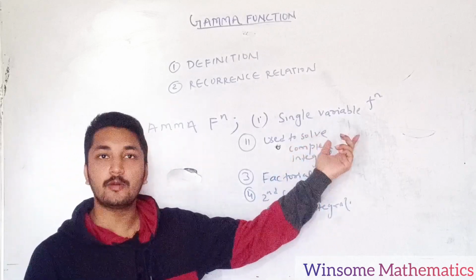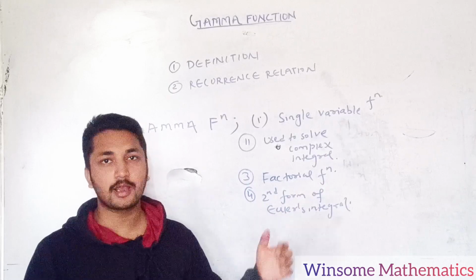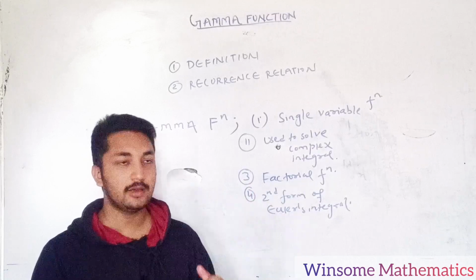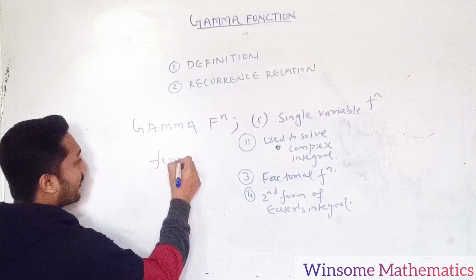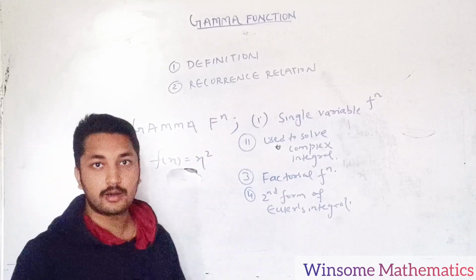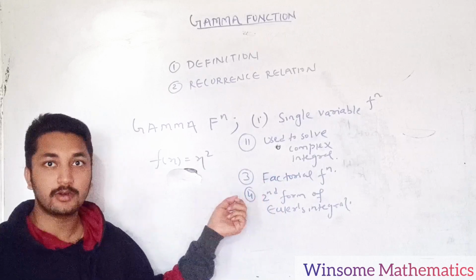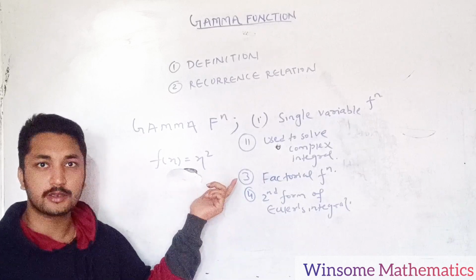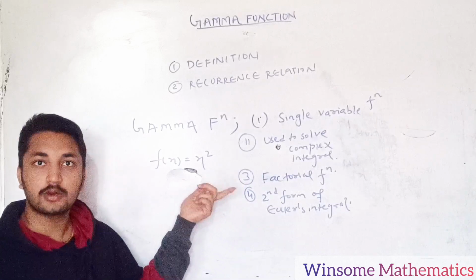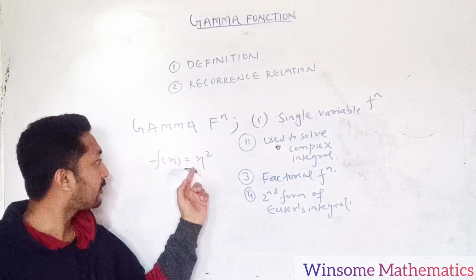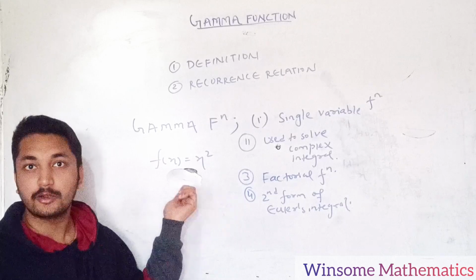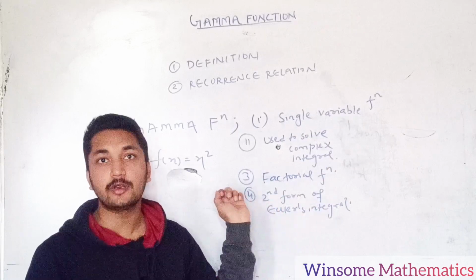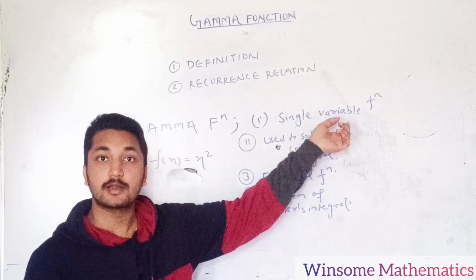First, it is a single variable function. What do you understand by it? Single variable means it is dependent on only one variable. Like in f(x) = x squared, if we change the value of x, then the value of f(x) will change. Like we put x = 2, then this is equal to 4. If we put 3, then this is equal to 9. That means as we change the value of x, we change the value of f(x). Simply, if we change the variable of the gamma function, then the value of the gamma function will change. This means that it is a single variable function.